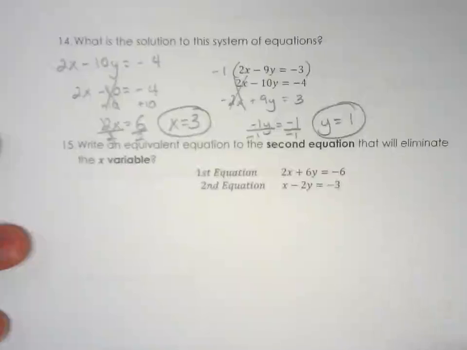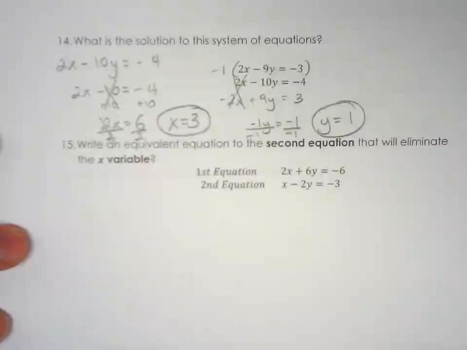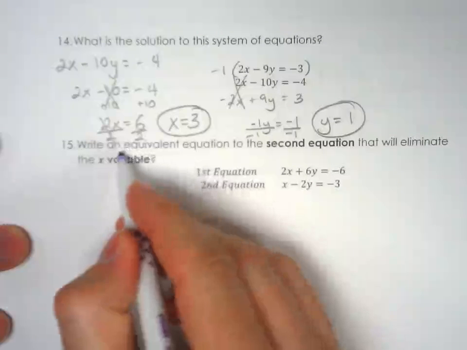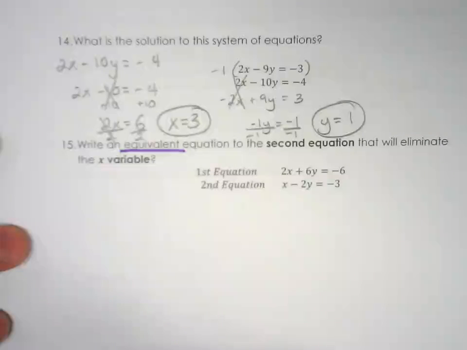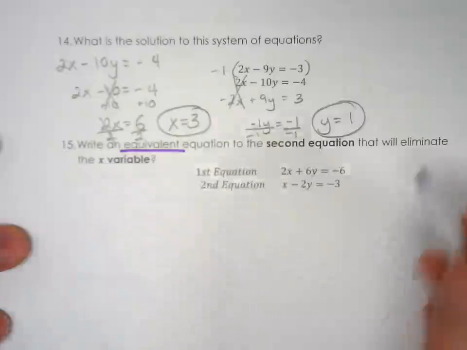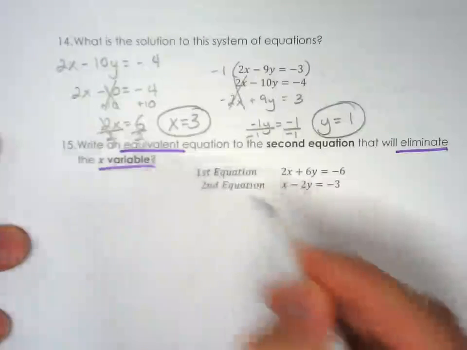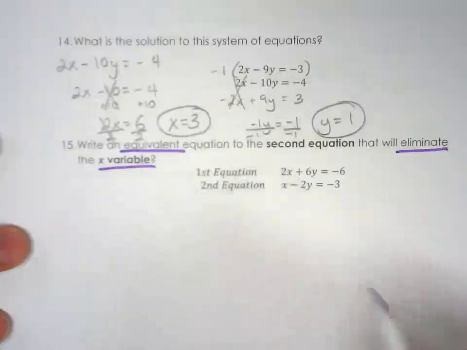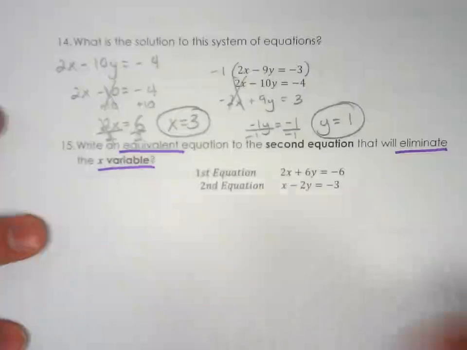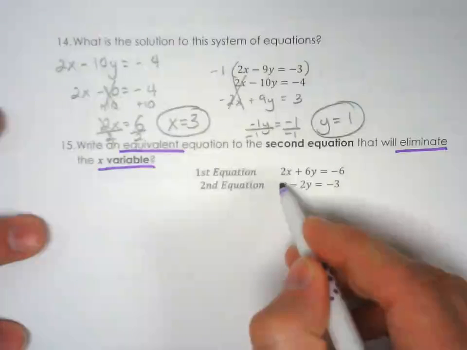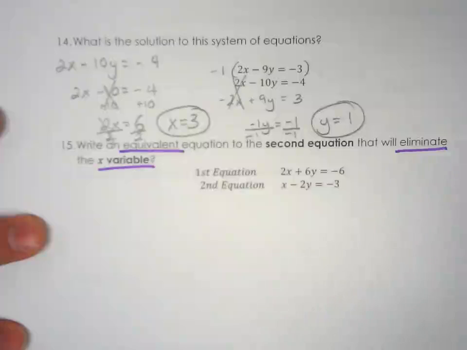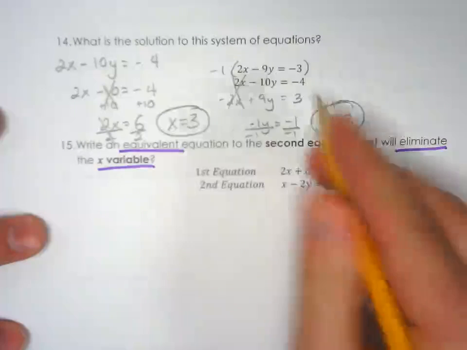All right, now number 15. Number 15 says write an equivalent equation. Notice equivalent. All that means is the same, equal equation to the second equation that will eliminate the x variable. So we're trying to eliminate the x variable. So we need these x's to eliminate. That's what it's saying. So I've got a 2 here and I've got a 1 here. What can I multiply by in order to get them to eliminate?